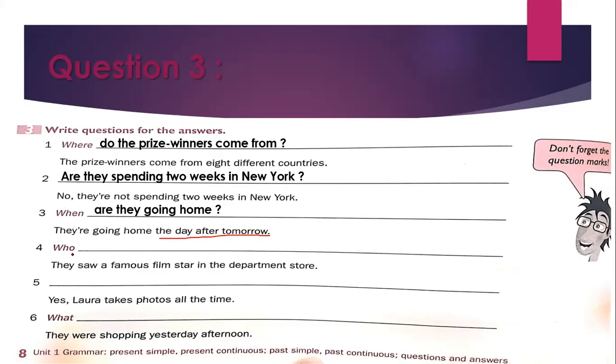Number 3, we use who to ask about the person. They saw a famous film star, so we are going to ask about a famous film star. To ask about a famous film star, we can say who, does, do, or did. We have the verb saw, which is simple past, so who did they see? The correct answer will be, they saw a famous film star.